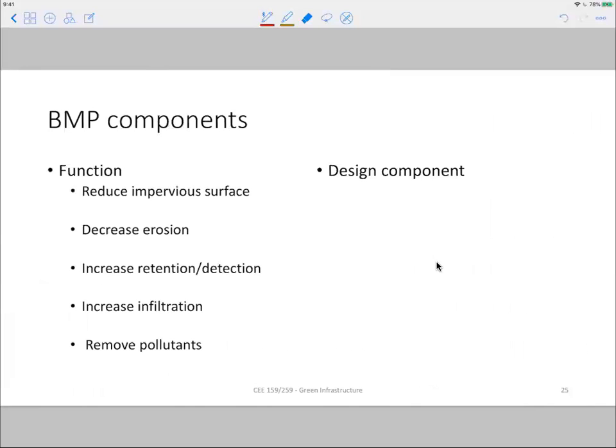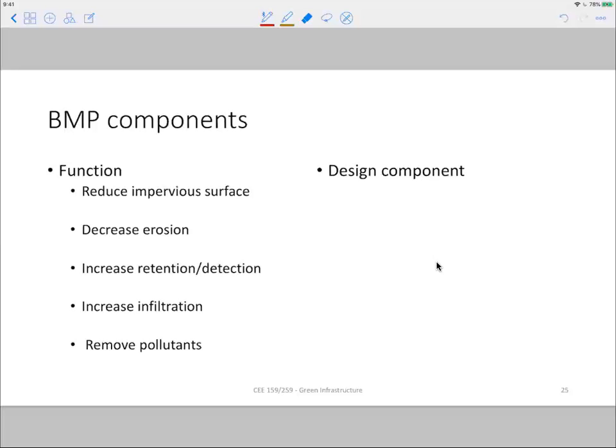First one is to reduce the impervious surface. By definition, if you add any BMP, it does reduce impervious surface because you are adding plants, you are adding a section where stormwater is infiltrated into the ground or being treated one way or another. That means it's going to reduce the impervious surface.